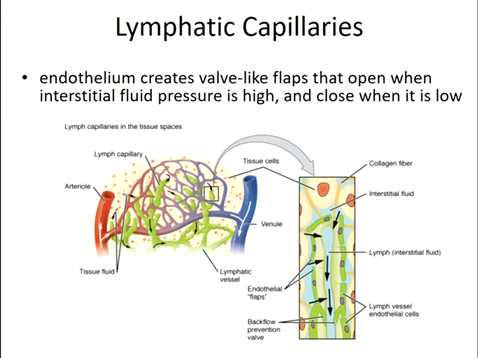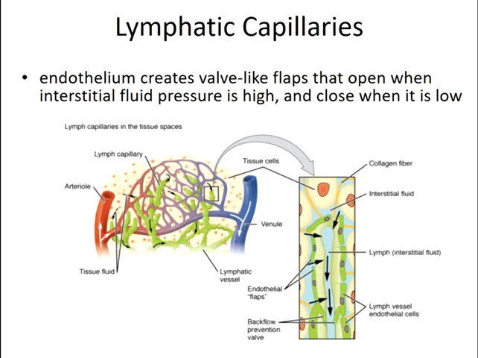So let's look at the lymphatic capillaries. Again, the endothelium creates valve-like flaps. They're going to open when the interstitial fluid pressure is high, meaning when the fluid in the tissue spaces is at its greatest, and then when it slows down or closes down, it lowers. And so everything is going to be pressure gradient, just like we talked about with blood flow going from the arterial end to the venous end. We just have this additional drain that's in where the capillary beds are located.